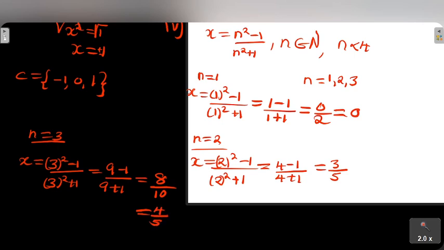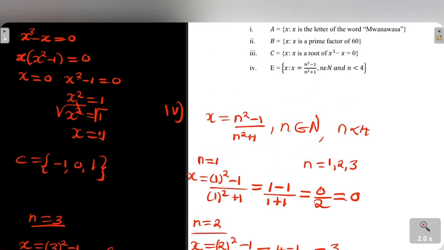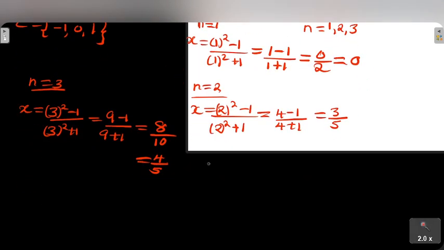So now you're going to list your E in roster form. We're going to have 0, for n equal to 1, then 3 over 5, and 4 over 5.